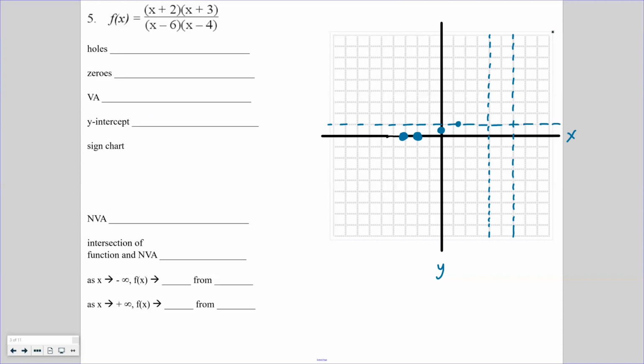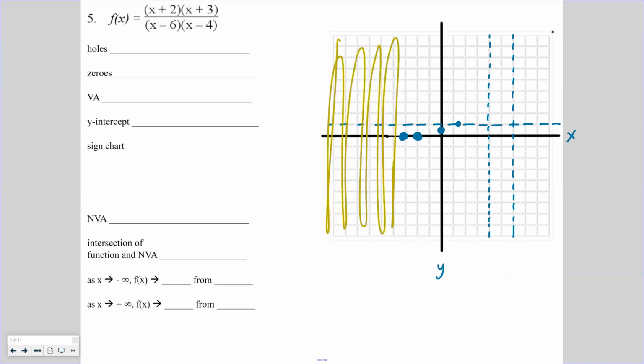And now we go to the sign chart and the end behavior piece. Okay, so I've got everything graphed except for the sketch of our function using the sign chart and the end behavior. So I'm going to start on the far left interval, -∞ to -3. -3 is that first zero on the left, so it's this shaded region here. And our sign chart tells us the function is positive. So our sign chart tells us we are sitting above the x-axis.